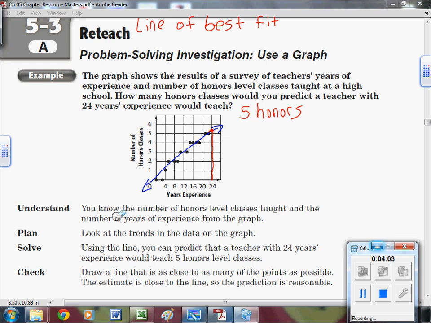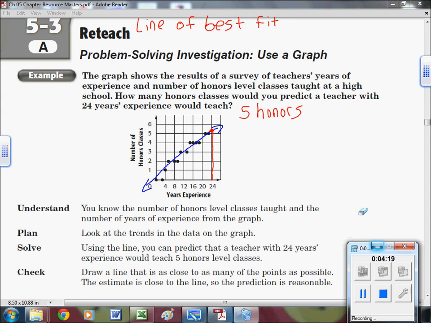And if you read down here, it gives you a little information. It says, understand. You know the number of honors level classes taught and the number of years of experience from the graph. Look at the trends and the data on the graph. We looked at that trend. We drew a line to help it, because the line of best fit is also sometimes called the trend line.